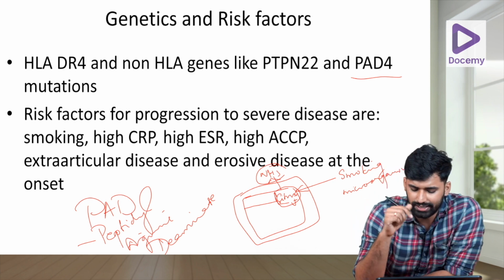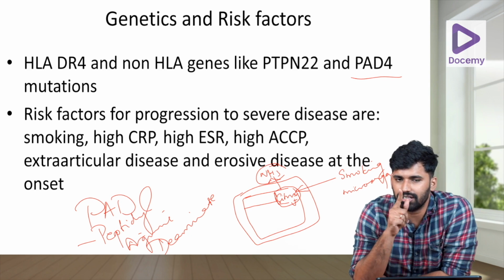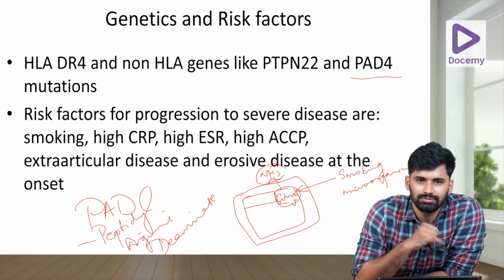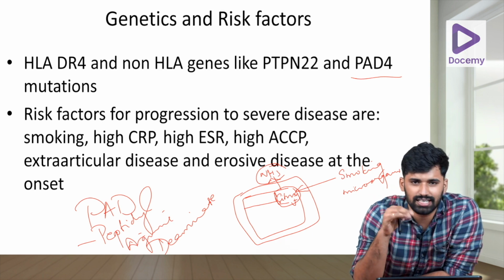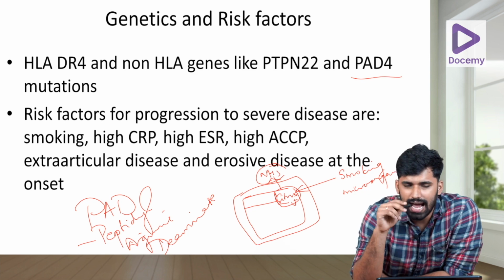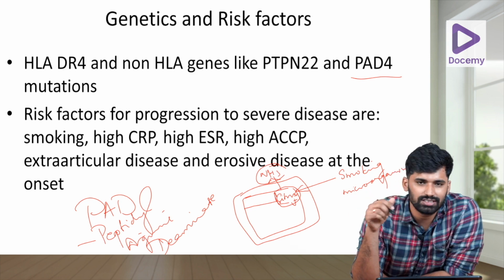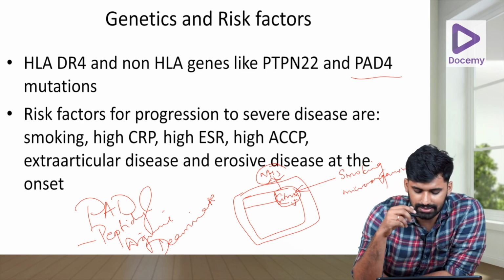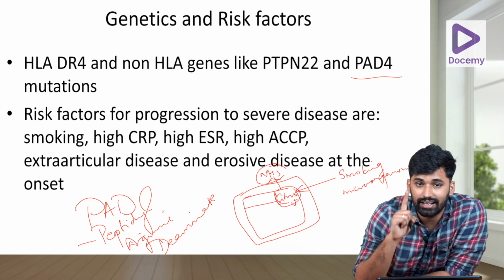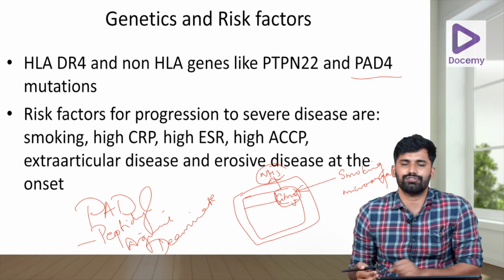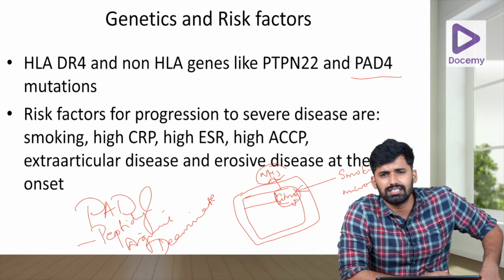So other risk factors which predict progression to severe disease in rheumatoid arthritis are smoking, high CRP, high ESR, high ACCP. What is ACCP? Anti-cyclic citrullinated peptide. We will discuss that later. Extraarticular disease and erosive disease at the onset. All these are risk factors for progression to severe disease.